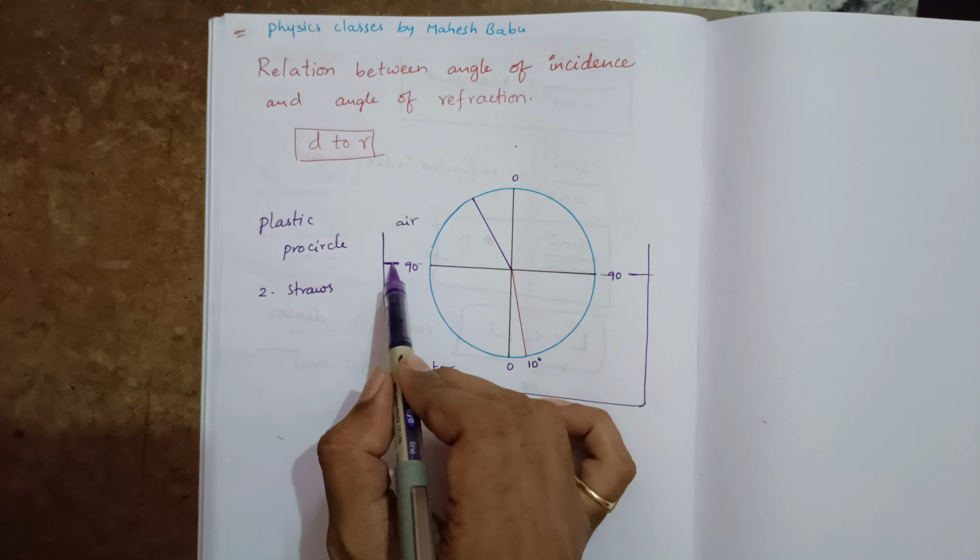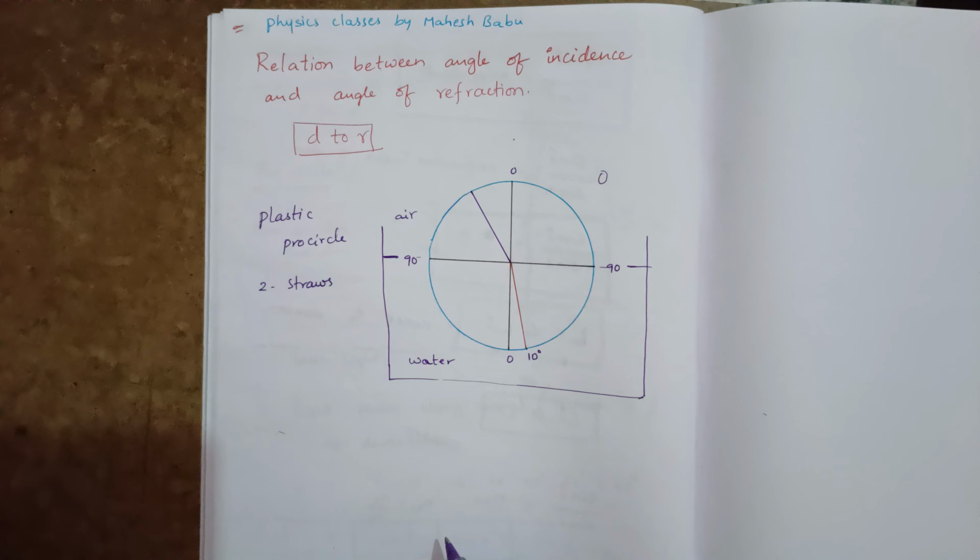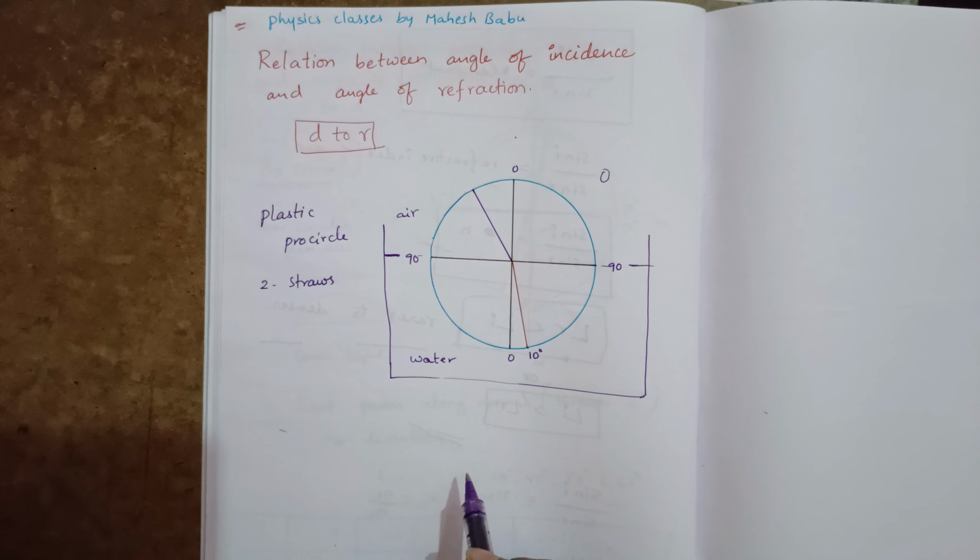We are seeing from one point above. Now this straw, placed at 10 degrees with the normal, we should take care that it does not move from its position. It should stay at 10 degrees. This red color straw is in water. This violet straw is in air.